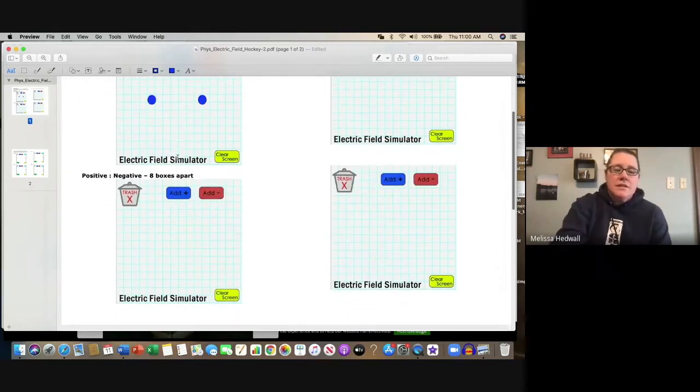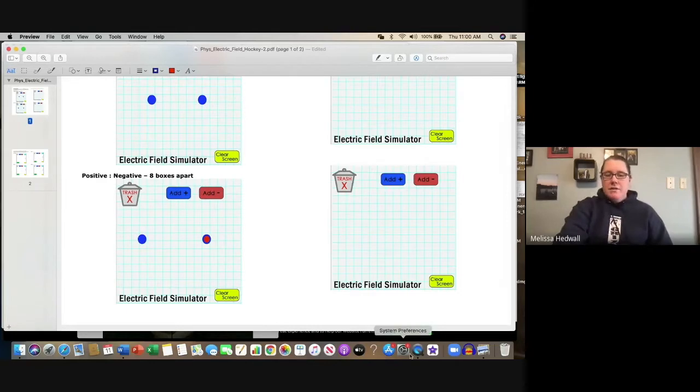When it comes down to this one here, it asks for a positive and a negative 8 boxes apart. So I'm going to move this here and go 8 boxes apart. Approximately, it's not the end of the world if it's not exact. Change this to red because it's a negative charge, and then you can see what's going on with that.